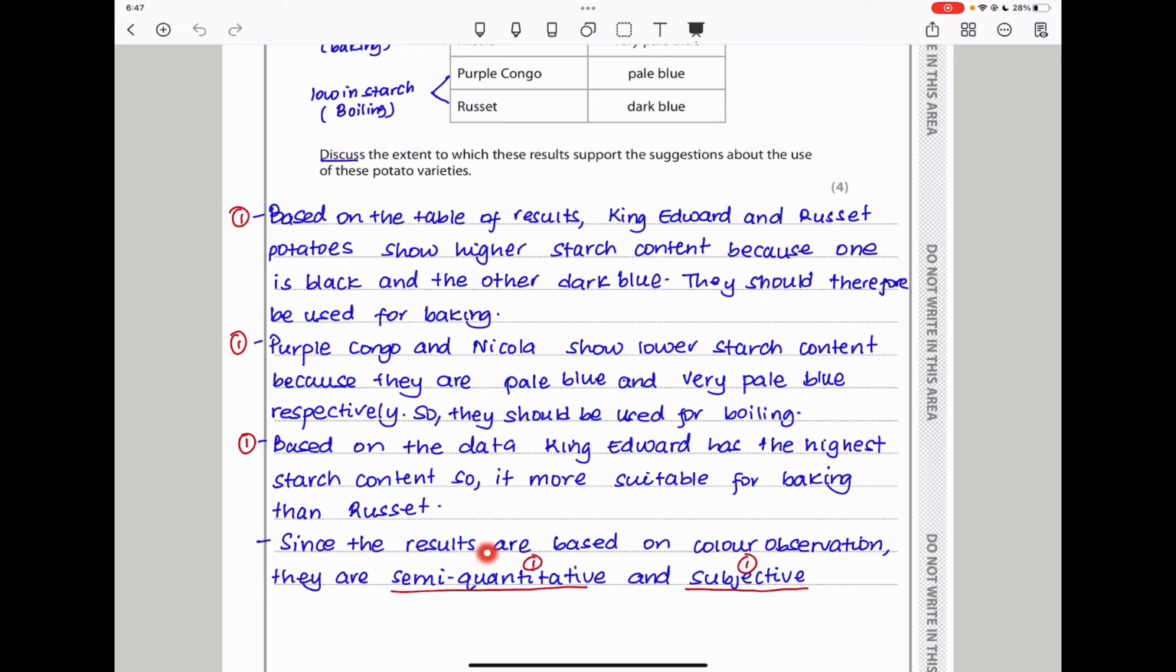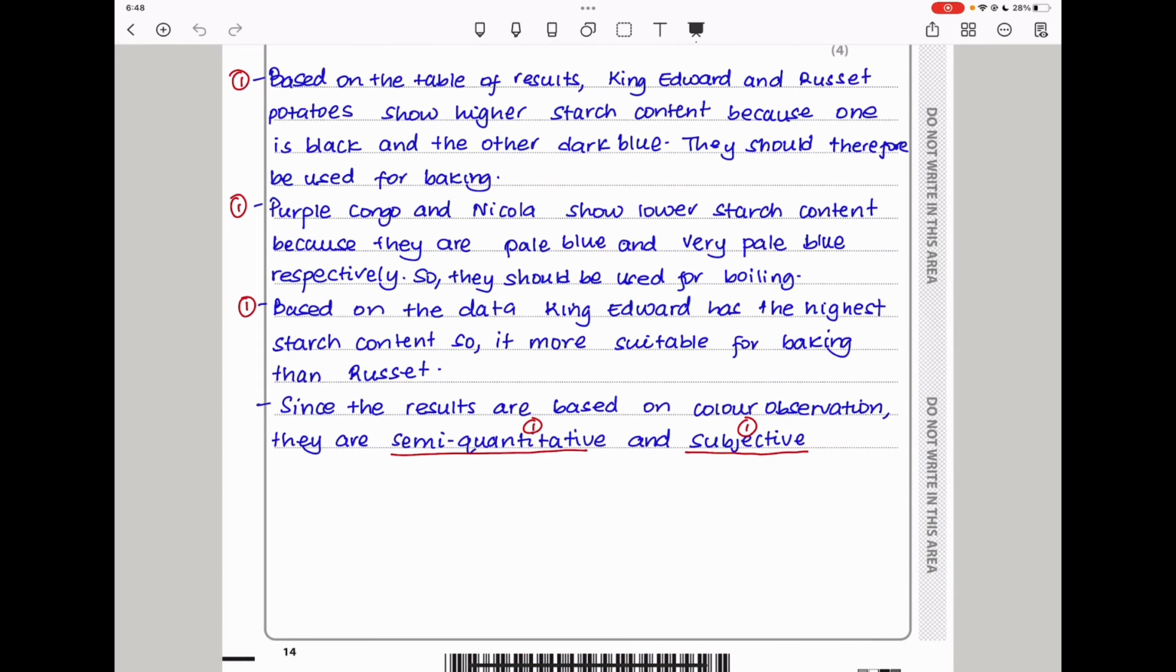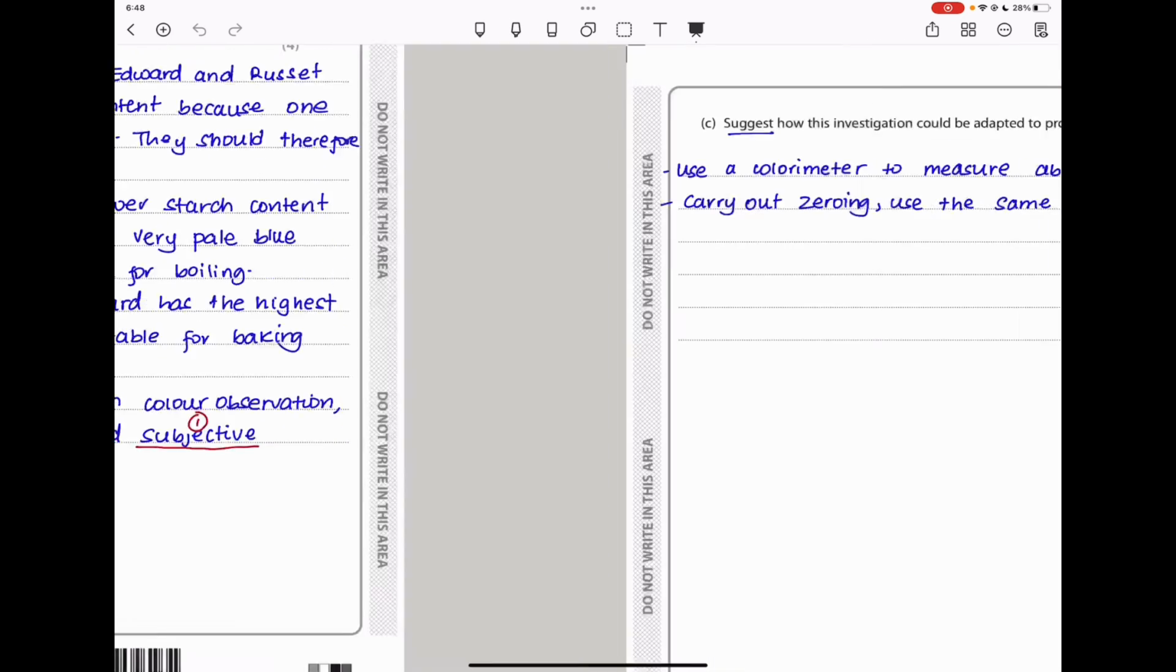So I say, since the results are based on a color observation, this is a semi-quantitative method because you're observing, and actually it's going to be subjective because different people have different visual capability, and that could cause errors or misunderstanding of the results. So you have to be very careful not to make erroneous conclusions from your experiment. So let's move on.